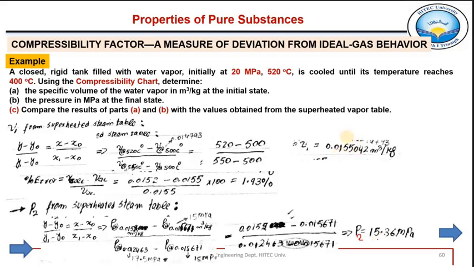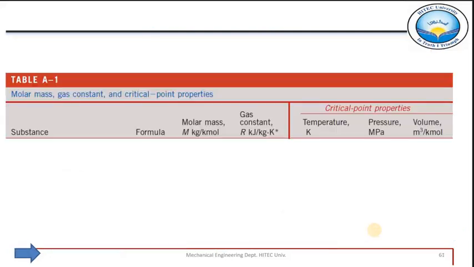Now we need to find the percentage error between these two volumes, which we calculated using the compressibility chart and from the steam table, and similarly the error between the pressures P2, which we calculated using the compressibility chart and also using the steam table. So the same equation.